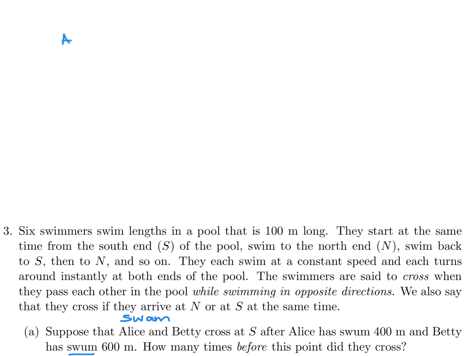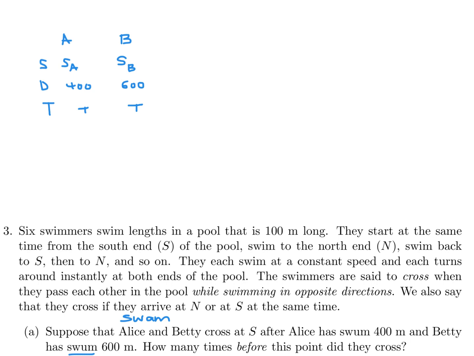So first you have Alice, and then we have Betty, and we have speed, distance, and time. The speed of Alice I will call SA, and the speed of Betty I will call SB. And then the distance, in this question they have set it at 400 for Alice and 600 for Betty. And the time, now if they are meeting at that point, meaning after Alice has swam 400 and Betty has swam 600, then that time is the same. So if this is T, this is T also, right? Because they end up at the same place after 400 and 600 meters respectively.